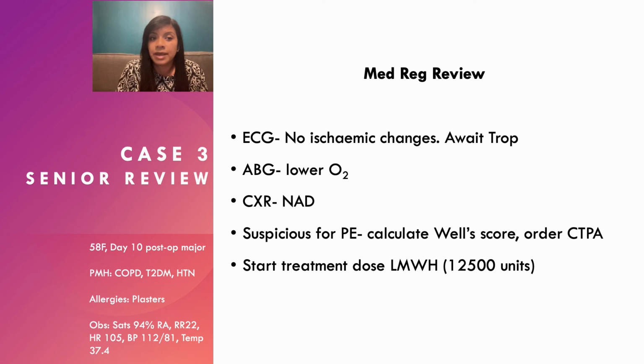And the med-reg tells you that she might have a PE, so we need to calculate a Wells score and we need to consider ordering a CTPA, which is a CT pulmonary angiogram, and that looks at the blood vessels going around the thorax to see if there are any clots in there. Because she's such high risk, they tell you we can't wait for this CTPA, so just start the treatment dose of the dalteparin, which is 12,500 units. She was already on a prophylactic dose, but because we're now thinking she has a PE, she needs to be on a treatment dose.